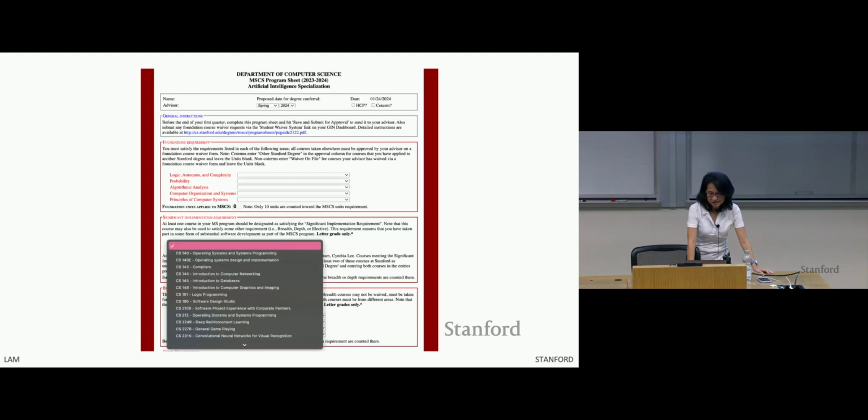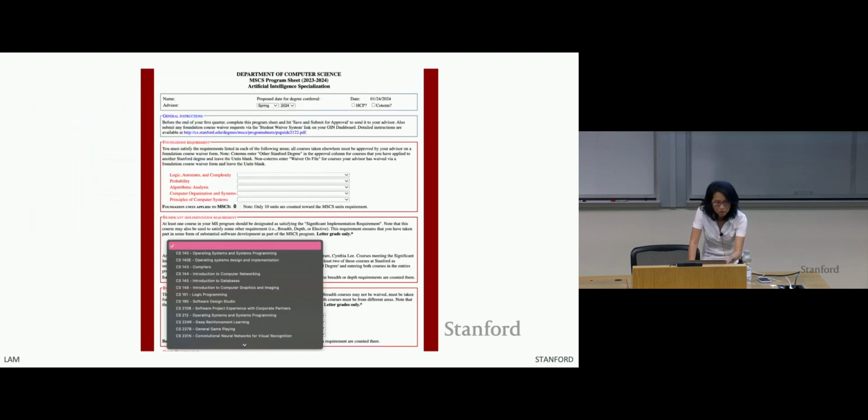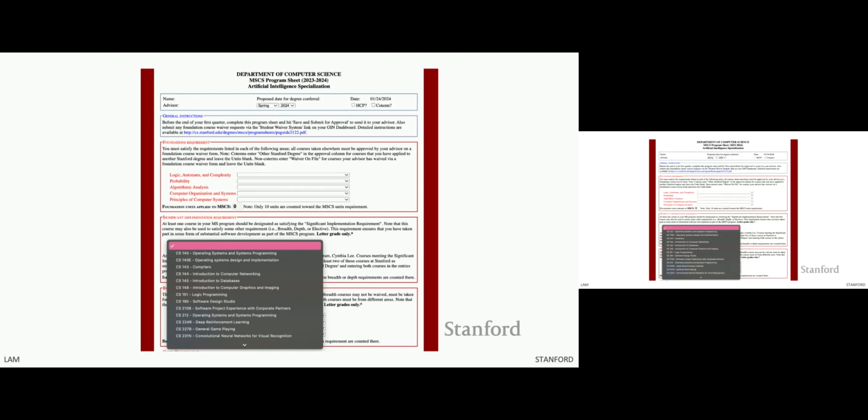So in order to answer the question, first of all, you have to look at the requirement. Then it says, which courses satisfy the implementation requirement? There's a whole bunch of them. None of them easy, okay? There's a whole bunch of them. And for each one, now, you have to look it up.